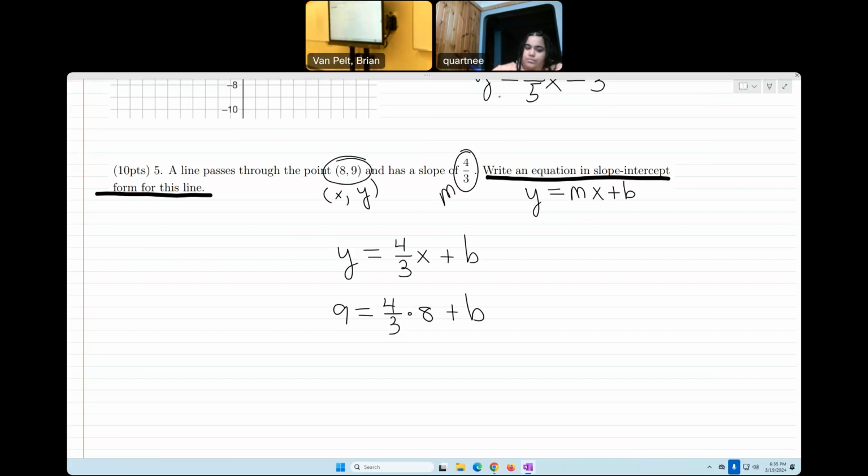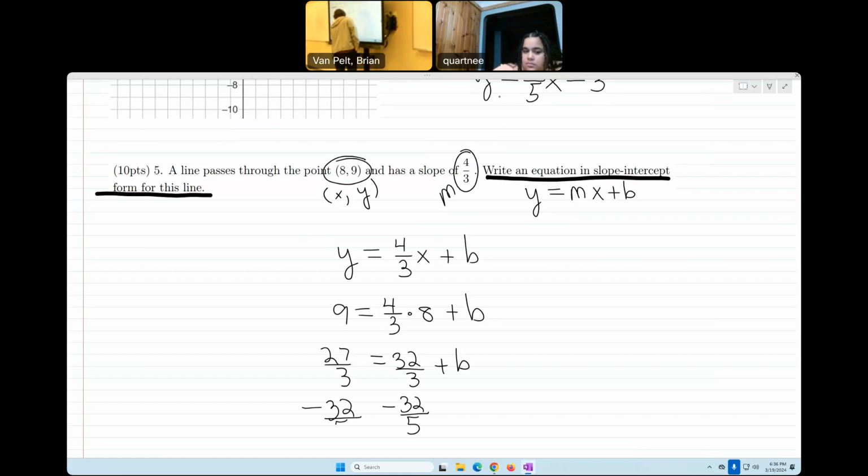So now we solve for b. This right side will be 32 over 3. Let's see if you can hang with what I'm going to do here. I figured I'm going to need a 3 anyways. So then you subtract the 32 thirds. Right, subtract 32 over 3 from both sides. That'd be negative 5 thirds. Sorry, I always mess up those negatives.